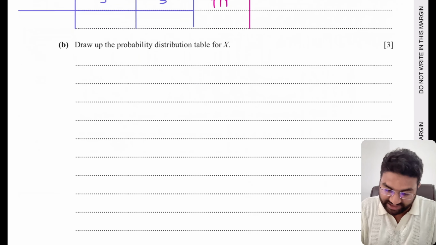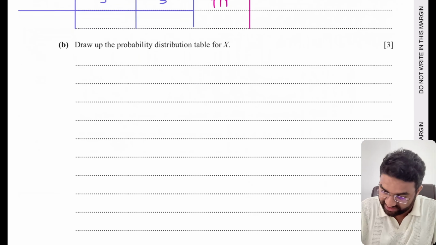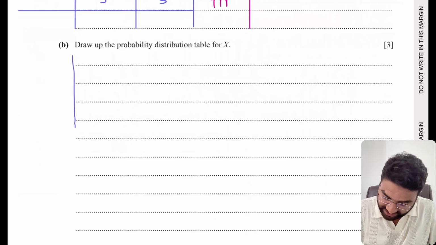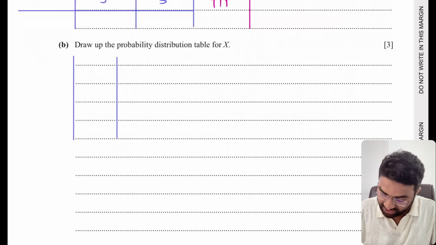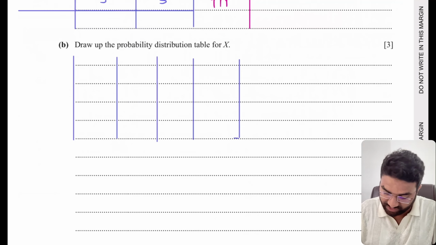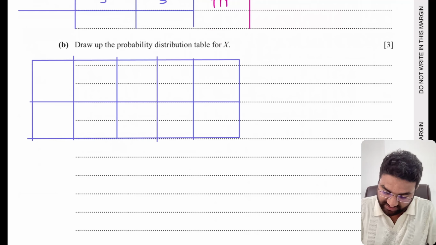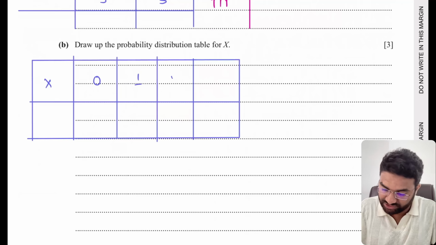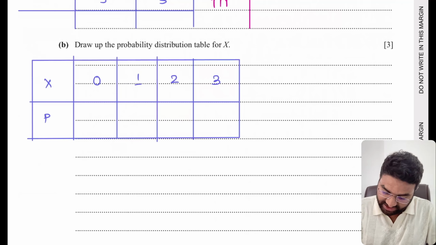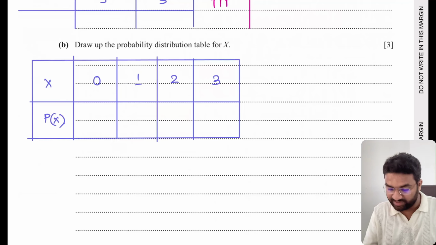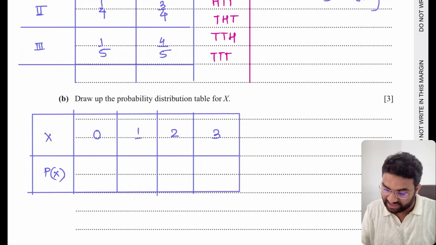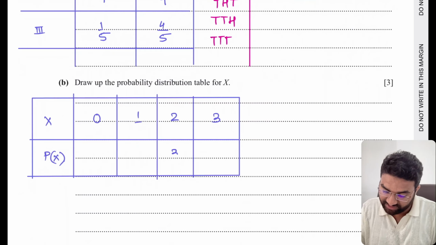So this is the probability table we have to prepare. Here we have x values: probability for 0, 1, 2 and 3. This is the probability distribution table we have to prepare here. So this is x: 0, 1, 2 and 3. So probability of x, when 2 heads we have already calculated, that is 3/20.